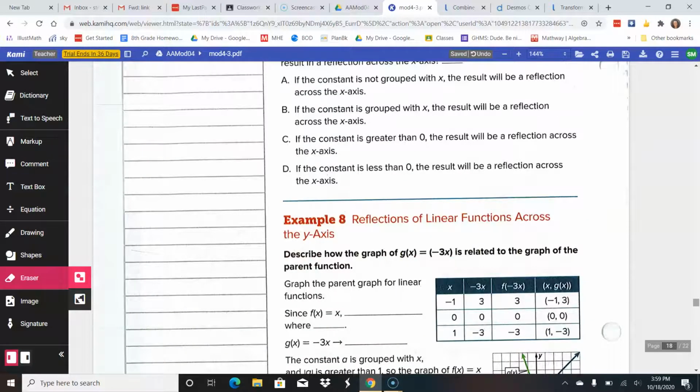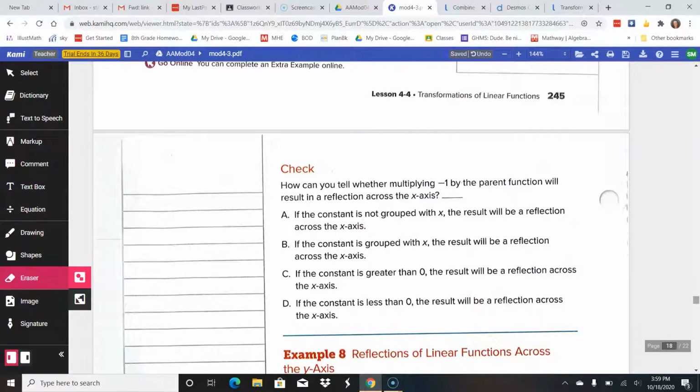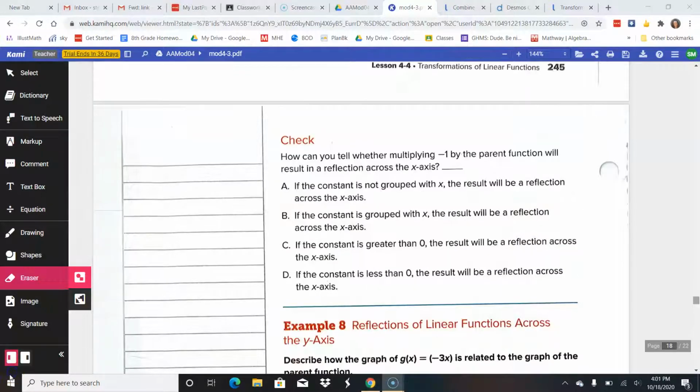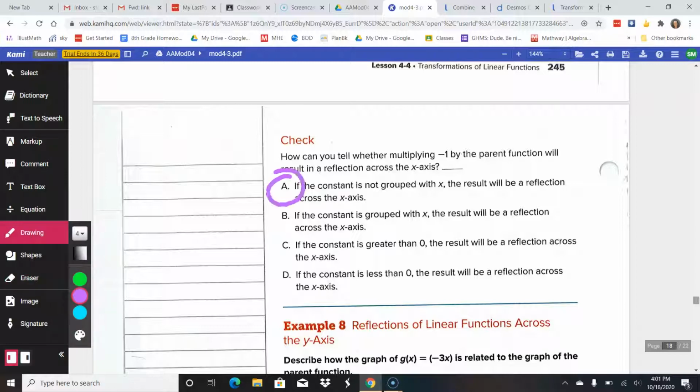The check. Let's go ahead and do the check. Press pause. Okay, if you look at the check here, it's got to be A because they're saying, how can you tell whether multiplying a negative 1 by the parent function will result in a reflection across the x-axis? Well, I'm looking at if the constant is not grouped with x, the result will be reflection. That makes sense if it's not grouped.